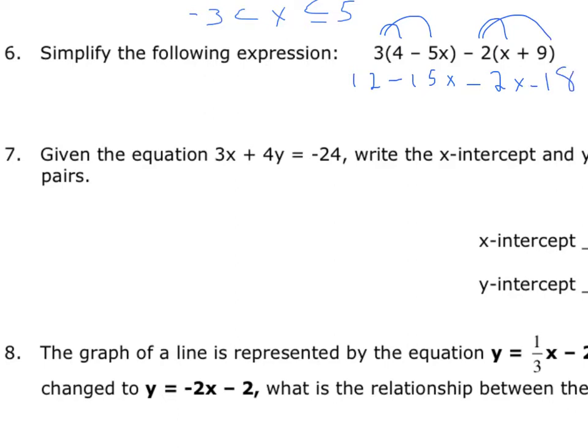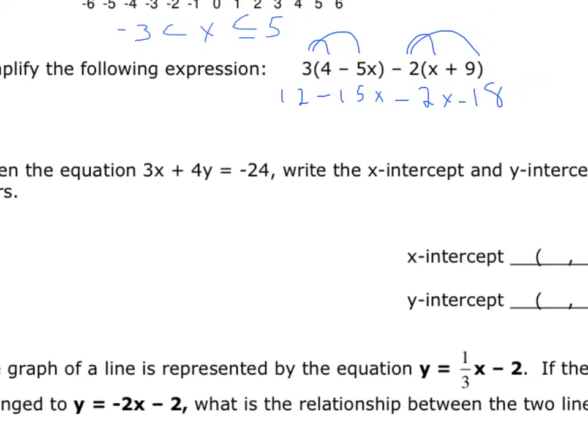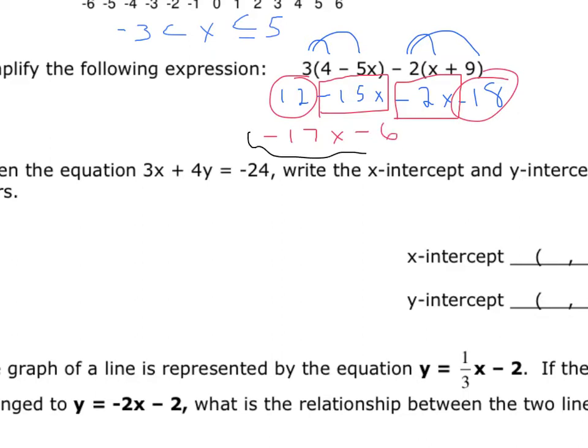Okay, then I want to combine my like terms. So we're going to take our x's first. I have negative 15 of them and negative 2 of them. So if I combine them or add them together, I get negative 17x. And then I have 12 plus a negative 18. It's negative 6. So this is our simplified expression.